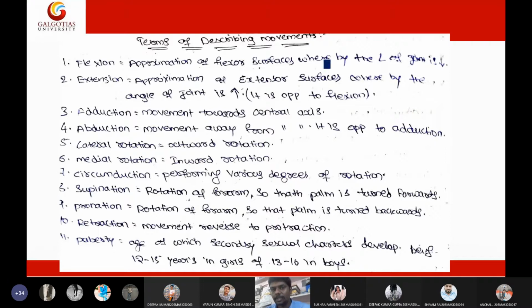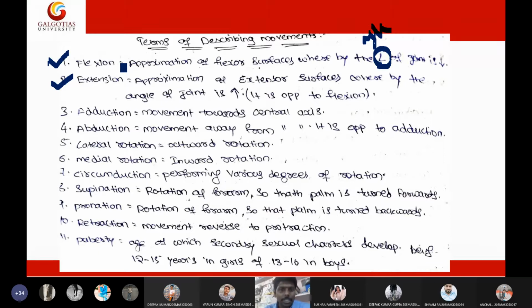Approximation of flexor surfaces whereby the angle of the joint is decreased. So if the angle of the joint decreases, then this is called flexion. If the angle increases, then it is called extension: approximation of extensor surfaces where the angle is increased. Okay, so flexion means angle will be decreased, whereas extension means angle will be increased.